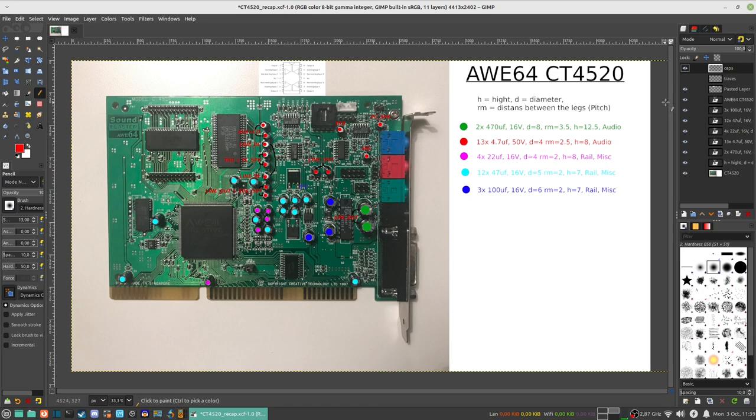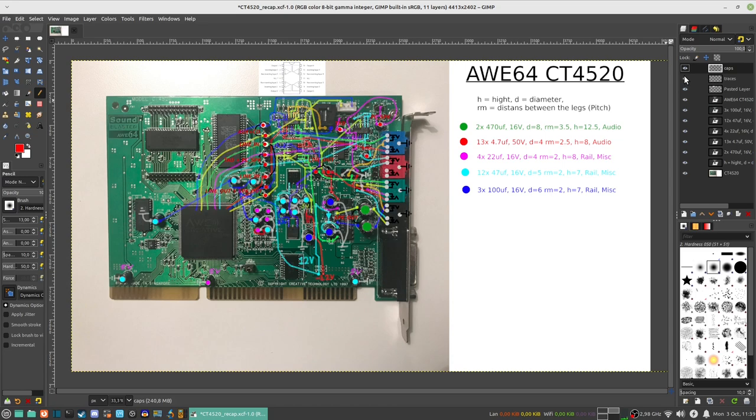So I did trace out everything as best as I could, which turned into a spaghetti mess. I should probably have done multiple layers. So I can hide the caps, and you can see our jacks here. And I've written some symbols on them too, and we're going to get to that. We should probably do that first.